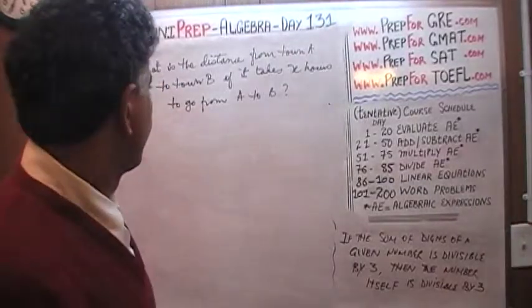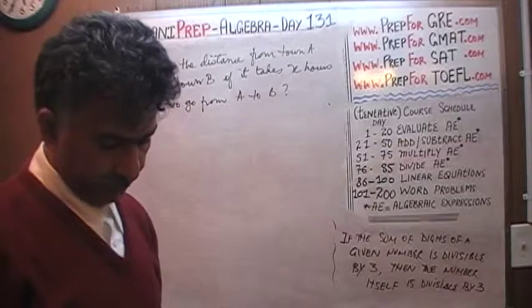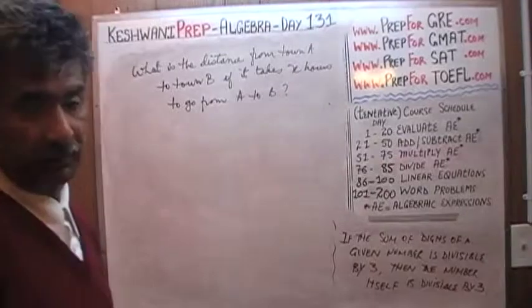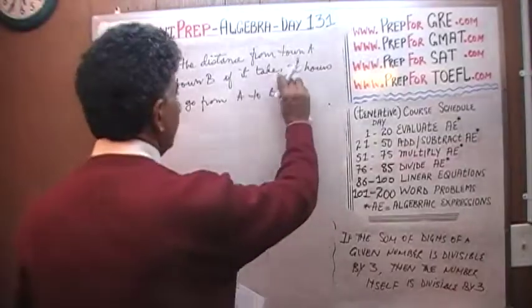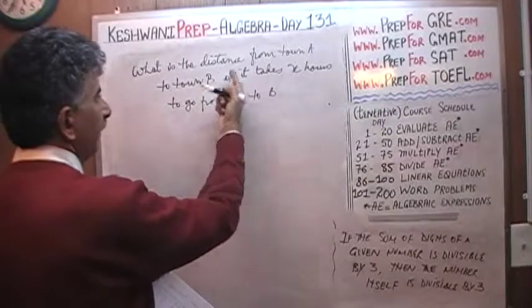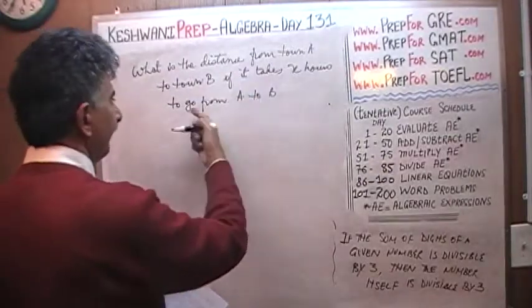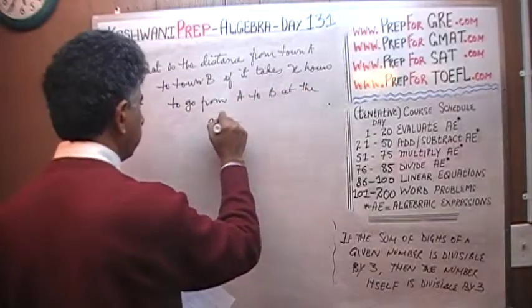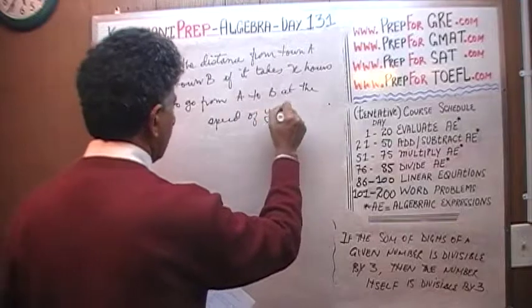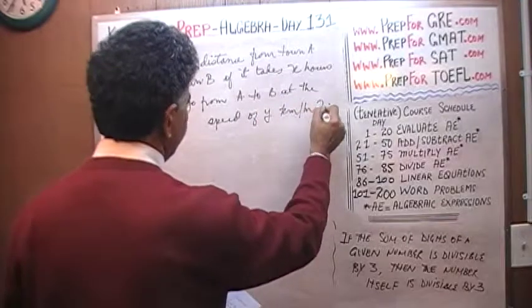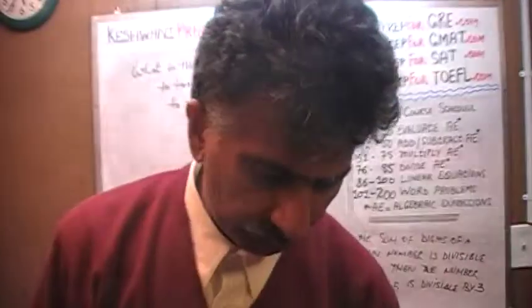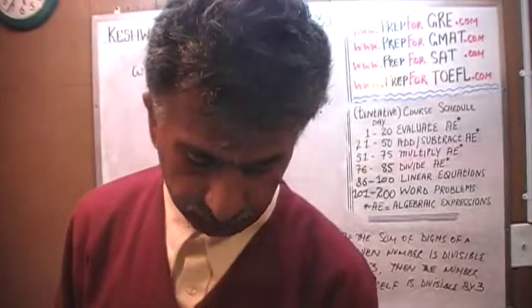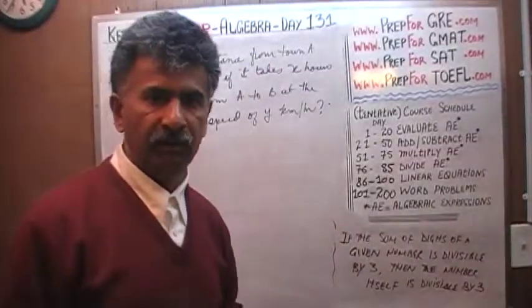I left out something, didn't I? If it takes X hours to go from A to B, that's difficult to tell. I left out something very important. What's the distance from town A to town B if it takes X hours to go from A to B at the speed of Y kilometers per hour? Now we can answer this question. Without knowing how fast you're going, we can't know how long it's going to take. Just knowing how far it is is not going to tell us how long it takes unless we know how fast we're traveling.